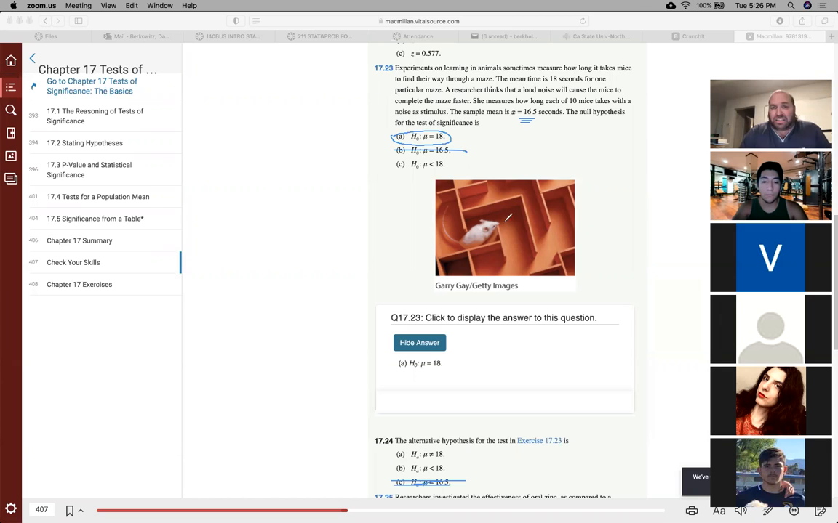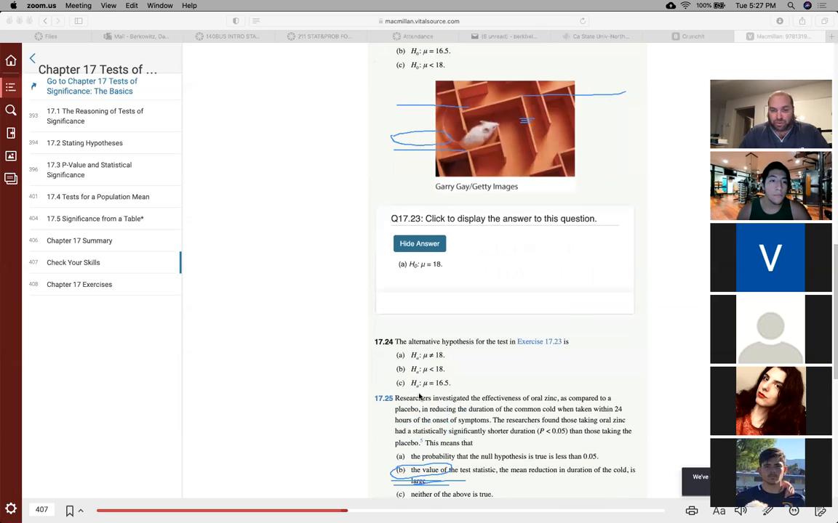But what exactly is she theorizing? She is theorizing that the loud noise is going to make the mice complete the maze faster, which means she's theorizing that the time will be less than 18. Not equal to means she's perfectly happy with more or less. No, she's not perfectly happy with more or less. She is testing to see whether or not it is less. So the answer is A and then B for 24.